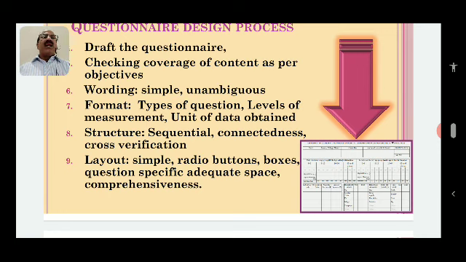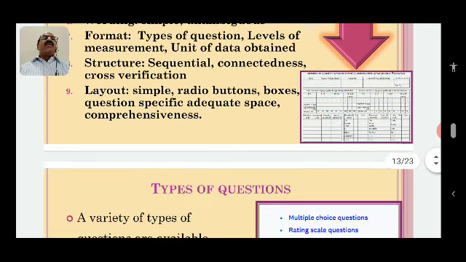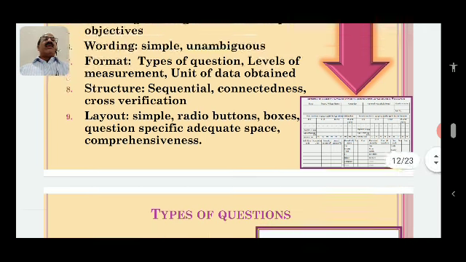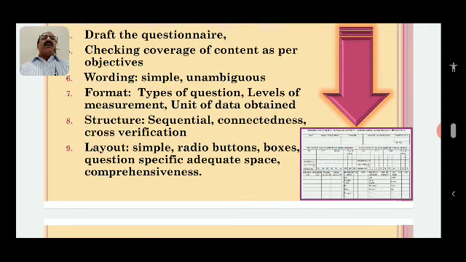So there should be enough space for those to be recorded in the questionnaire. Then the structure, you have to maintain a sequence. It has to be correct. Then there should also be scope for cross verification, so that when you ask the respondent, whatever he is saying is validated to a great extent. Else what you will find is a mismatch in the answers given to you.